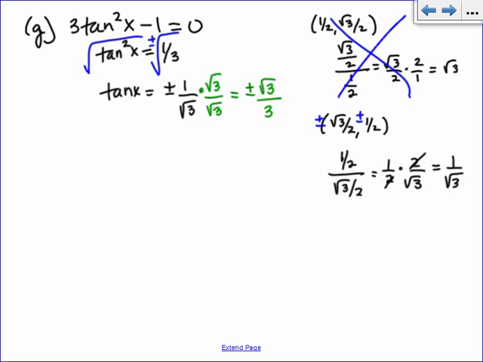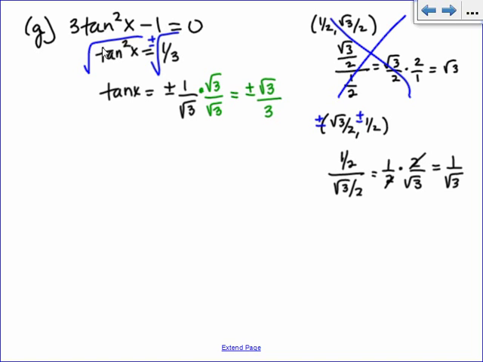Yes? You could use the identity, right? What identity? The tangent squared x equals secant squared x minus 1. Yeah, I guess you could replace it with secant squared and so on. Did you do that? And then you got something with cosine, something that was more familiar. Yeah. Yep, you could do that.